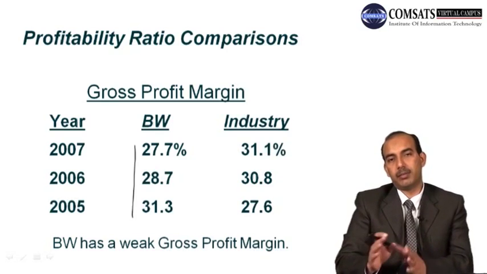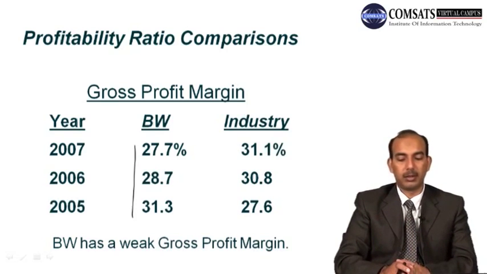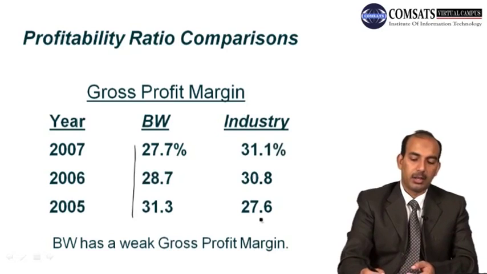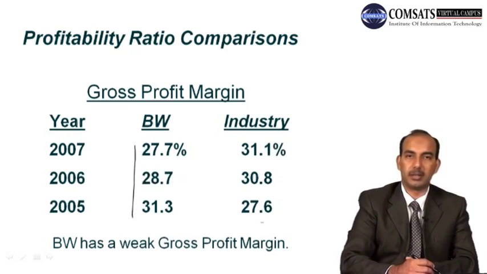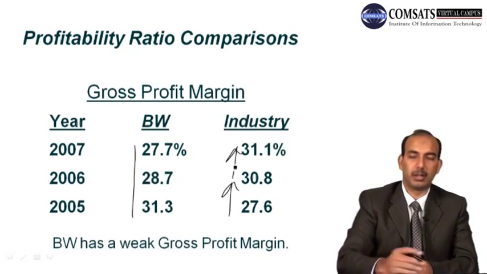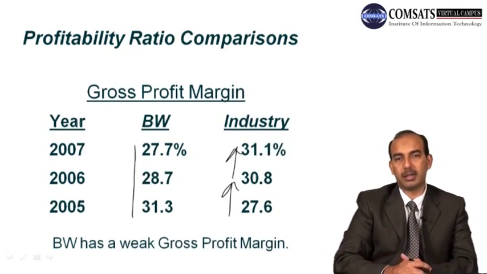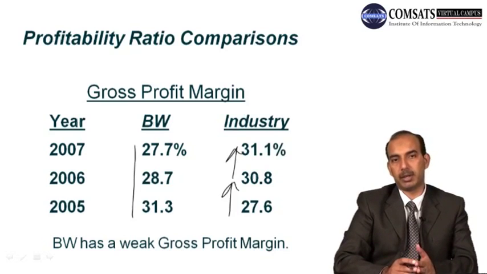But if we compare it with the industry, we will have the best judgment. So if you look at the industry, in case of basket vendor, the gross profits are decreasing every year. But in case of the industry, gross profits are increasing every year. So again, this is a worrying sign for the basket vendor, there is something wrong as we talk of cost of goods sold. And do remember, we pinpointed inventory management in the previous calculations. So there might be something wrong in the inventory management.